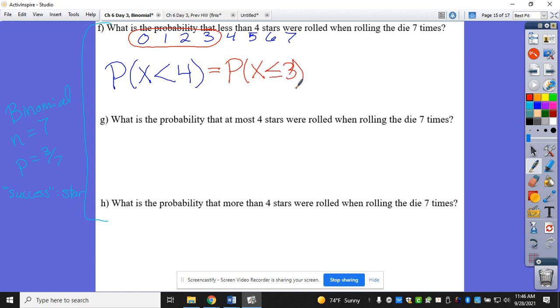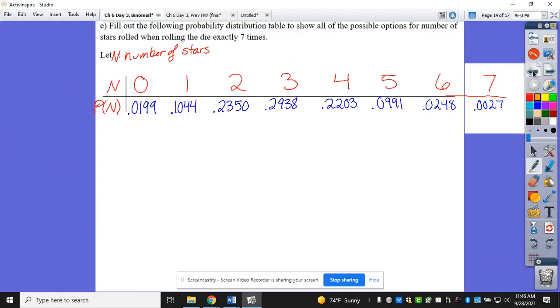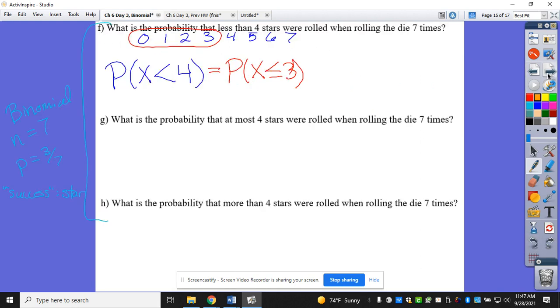Why do I care that I can write it this way or this way? Because this I can use CDF and this one I cannot. So you always want to try to write a problem in terms of a less than or equal to so that you can use that button. Now this is the same thing as saying I'm taking all 4 of those numbers and adding them together. I'm just not having to do it because the calculator does it for me. So now, type this in your calculator.